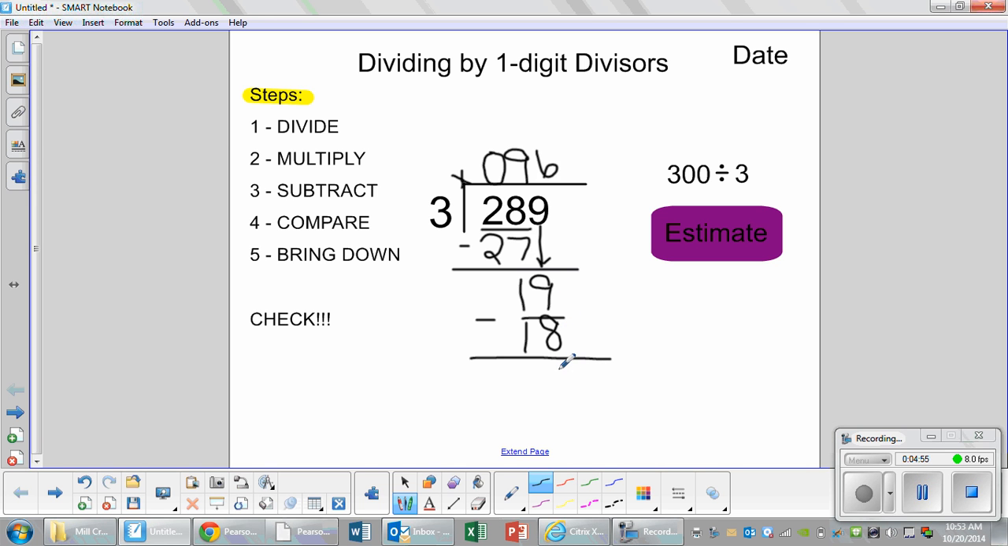19 minus 18 is 1. I'm going to compare. Is 1 less than 3? And my answer is yes. So that tells me I can go on.